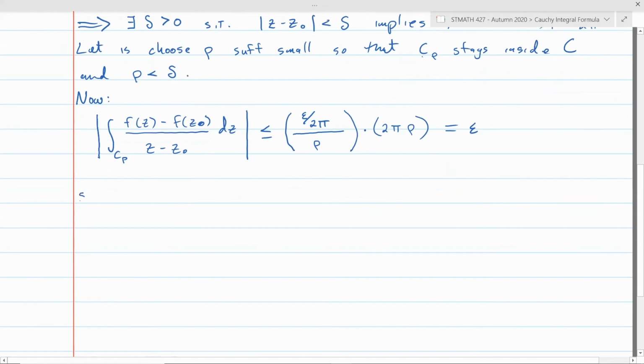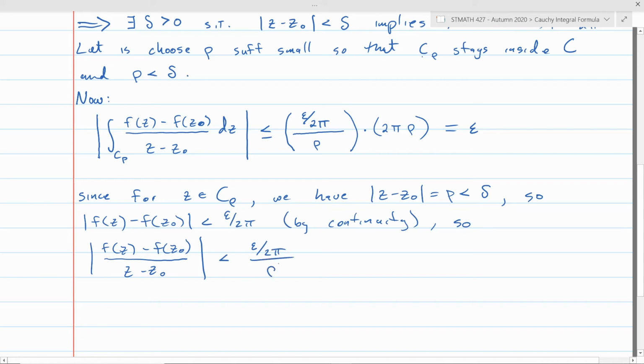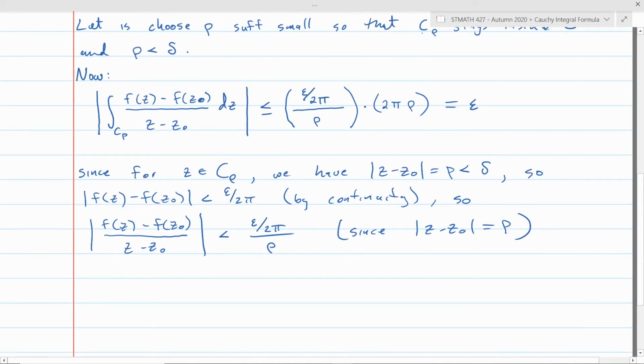And let me write my rationale here. Since for z on C rho, we have the modulus of z minus z naught actually equals rho, which we've chosen to be less than delta. So the modulus of f of z minus f of z naught is less than epsilon over 2 pi by continuity. So the modulus of f of z minus f of z naught over z minus z naught is less than epsilon over 2 pi over rho, since again, the modulus of z minus z naught is identically equal to rho for points on that circle.